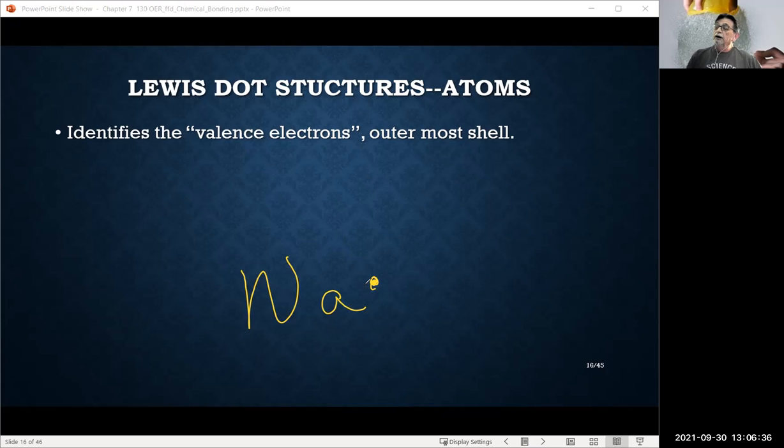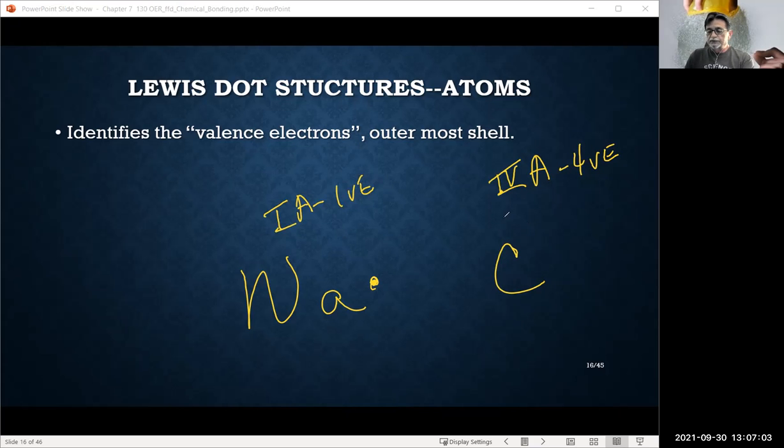All right, let's try carbon. Okay, carbon's here. We find its position on our periodic table. It is in group 4A, which tells us there are 4 valence electrons, okay? Where sodium was in group 1A, which is 1 valence electron. And with 4 valence electrons, we simply put 4 dots around the symbol as follows, okay? That is the format of the Lewis dot structure.